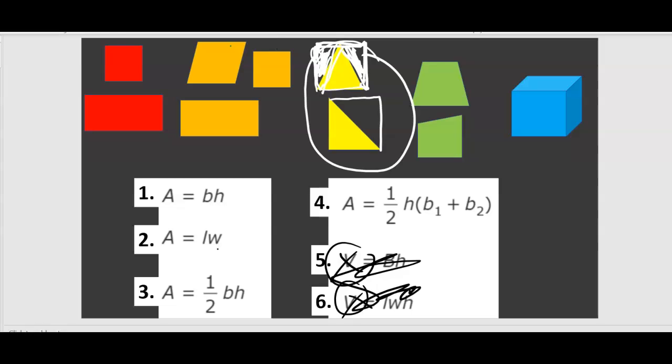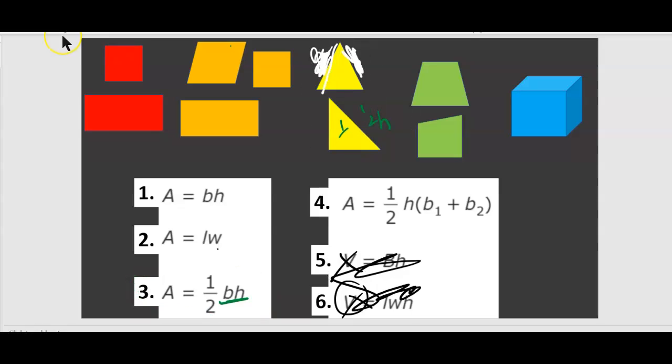Anyway, so that's the deal. That's going to be half of the base times the height. Take the base times the height, divide it in half. Ta-da! Process of elimination: the only thing that's left.